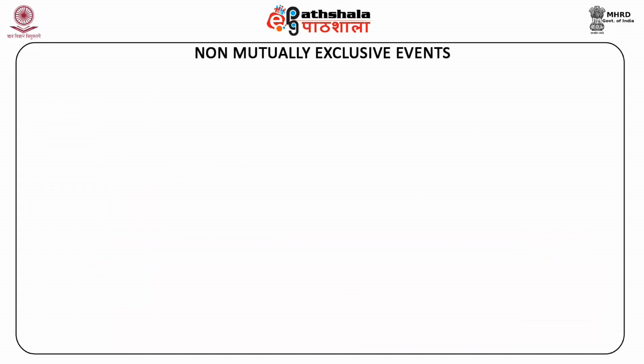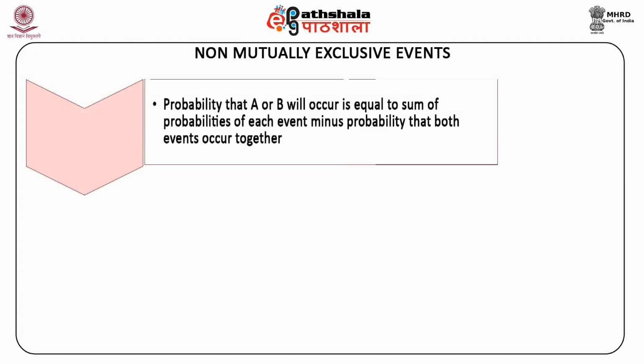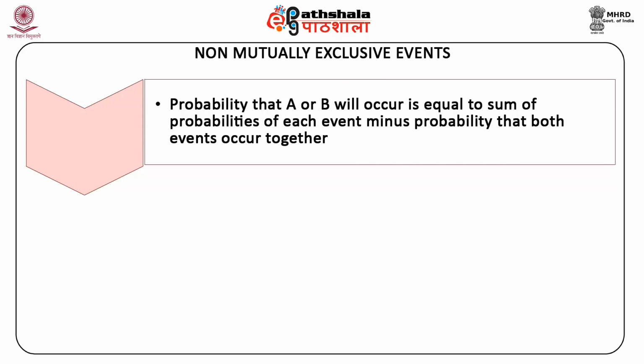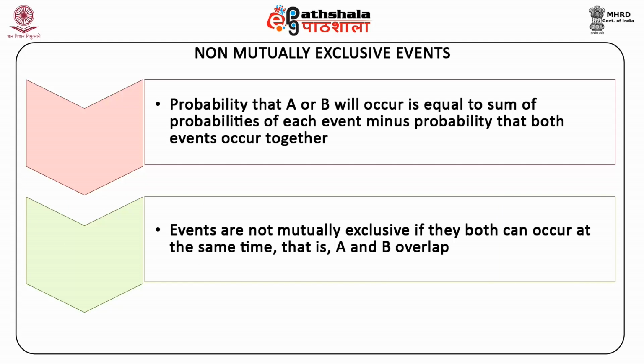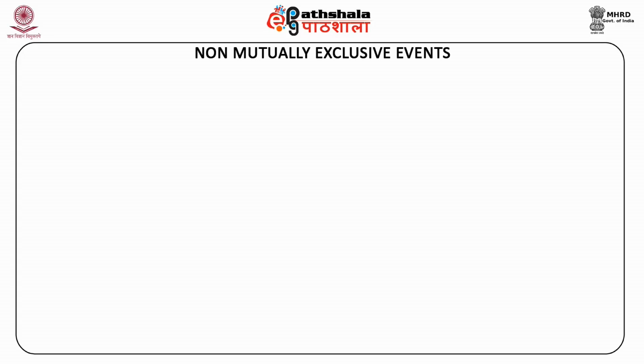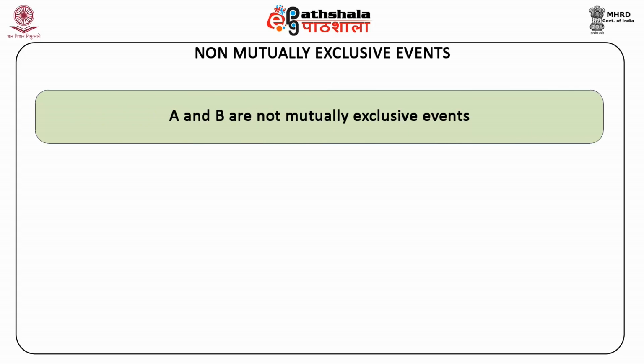Further, we shall discuss non-mutually exclusive events. If two events A and B are not mutually exclusive, then the probability that A or B will occur is equal to the sum of probabilities of each event minus the probability that both events occur together. Events are not mutually exclusive if they both can occur at the same time, that is, A and B overlap. The reason we subtract the joint probability when the two events are not mutually exclusive is to avoid the problem of double counting.